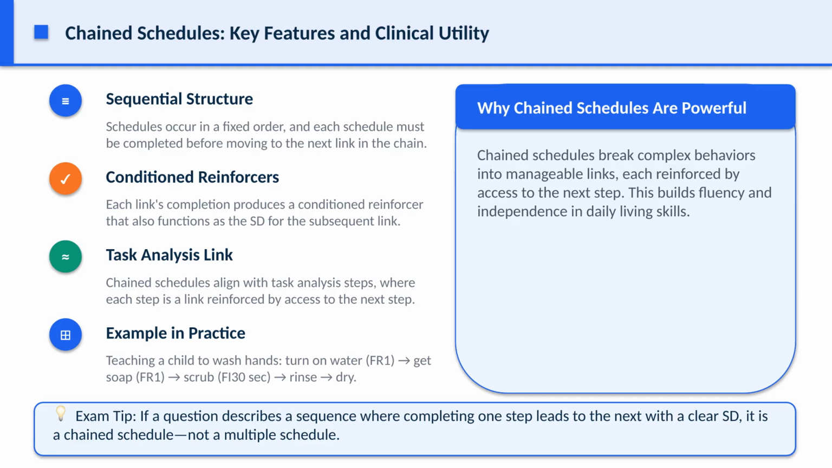For example, teaching hand washing might involve turning on water, FR1, getting soap, FR1, scrubbing, FI 30 seconds, rinsing and drying. On the exam, remember that chain schedules require you to complete one schedule to move to the next, not just wait for a time-based change.